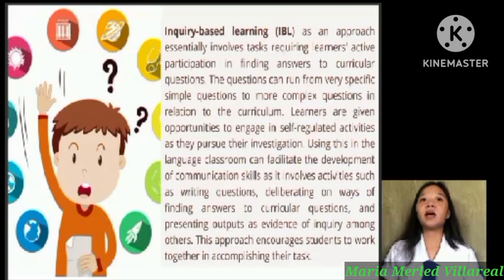Using this in the language classroom can facilitate the development of communication skills, as it involves activities such as writing questions, deliberating on ways of finding answers to curricular questions, and presenting output as evidence of inquiring, among others. This approach encourages students to work together in accomplishing their tasks.